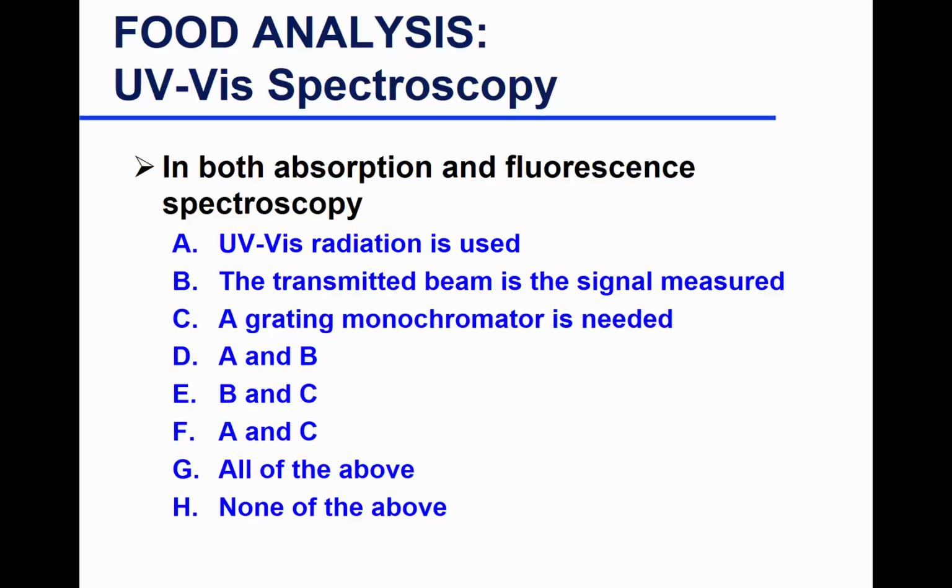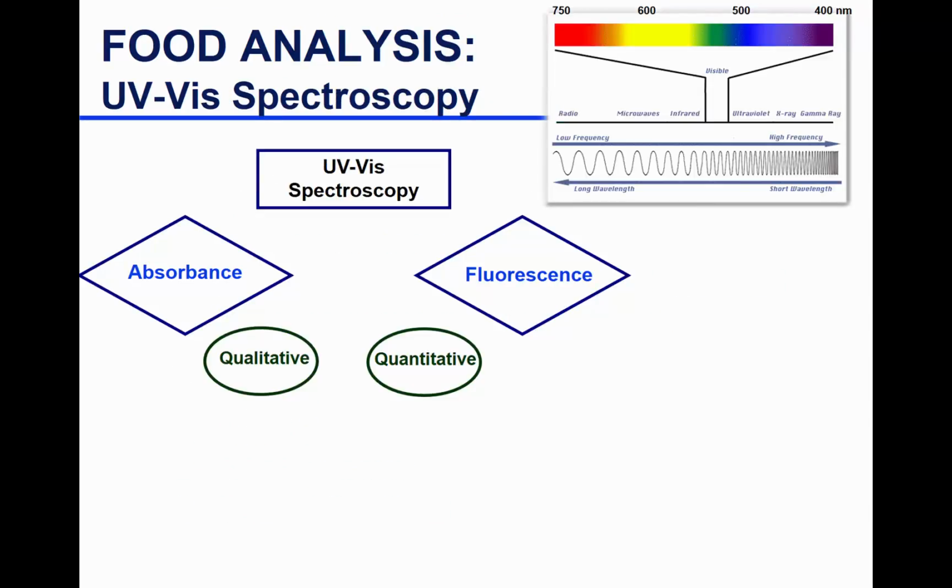A and C, no. B is correct in absorption, but in fluorescence, you're measuring the emitted radiation from the particle. So you don't measure the transmitted beam, you measure the light emitted by the species of matter. And yes, in both fluorescence and absorption you use UV-Vis, and in both cases you need a grating monochromator. Okay, moving on.